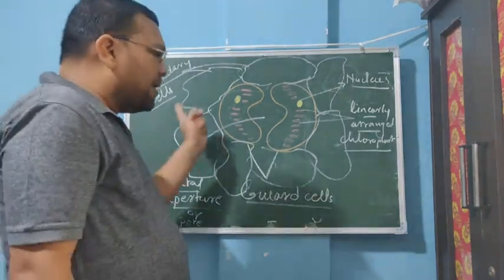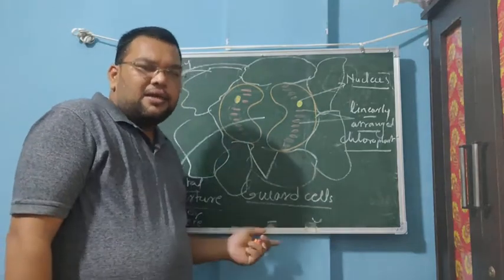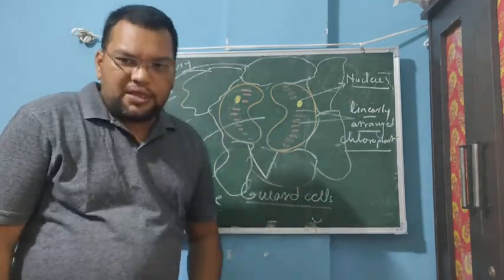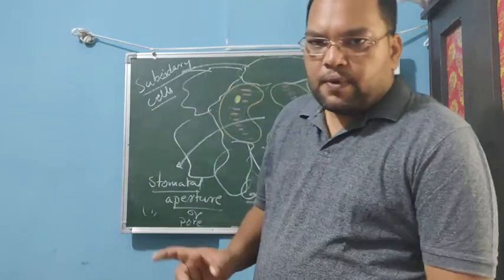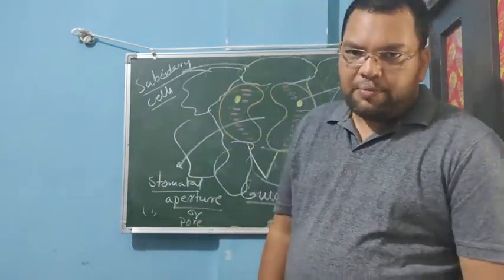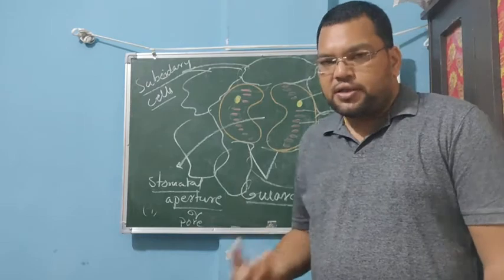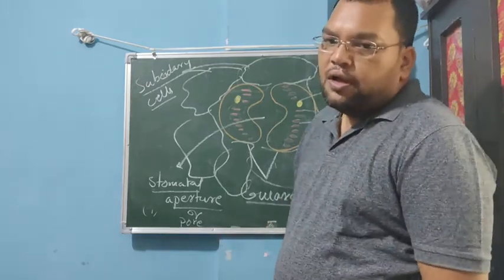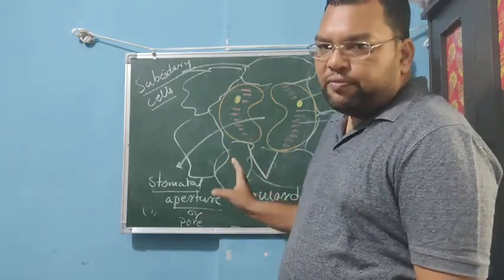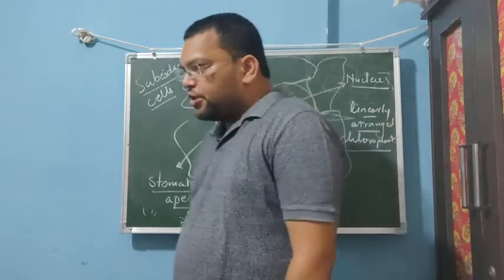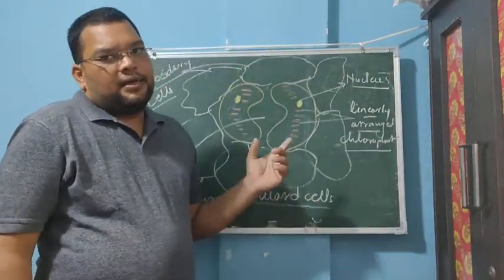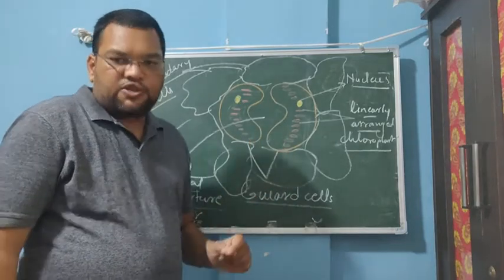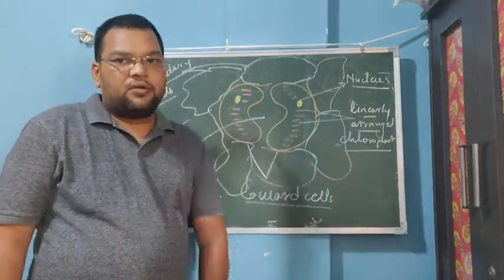So this is the diagram for the stomata, and you find these minute pores in the epidermis of the leaf. Sometimes you find them in the stem also. So you have to remember this: the structure of the stomata, the function of the stomata, and the opening and closing of the stomata.